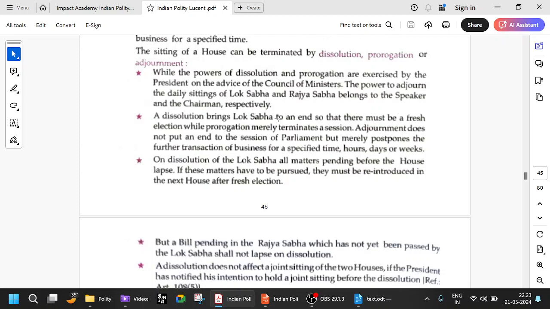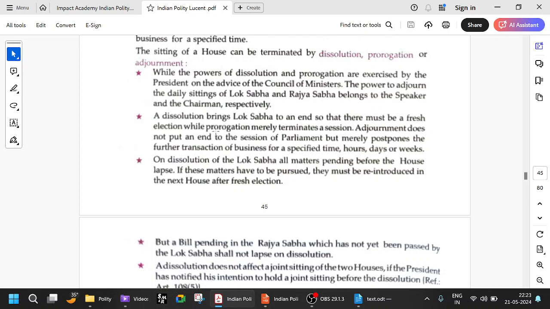So a dissolution brings the Lok Sabha to an end so that there must be a fresh election, while prorogation merely terminates the session. Okay, so dissolution of the Lok Sabha means there is a complete end. So there must be fresh elections again, and a new Lok Sabha is formed. But prorogation means only that particular session is terminated.